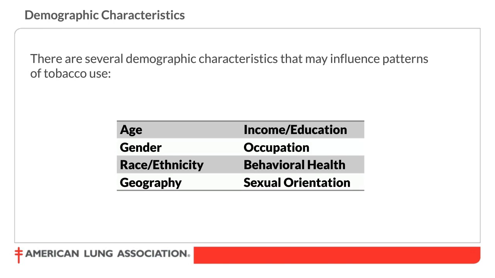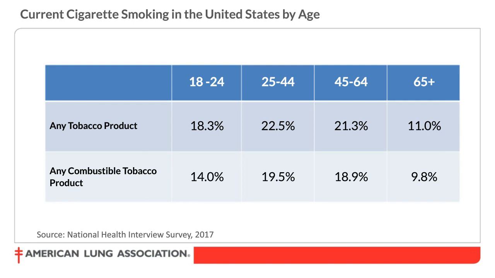Let's first discuss demographic characteristics. There are several demographic characteristics that may influence patterns of tobacco use. Those characteristics can include age, gender, race and ethnicity, geography, income and education, occupation, behavioral health, and sexual orientation. This slide reflects the current tobacco use rates by age in the United States. As you can see, the ages 25 to 44 for both any tobacco products and any combustible tobacco product usage is the highest.